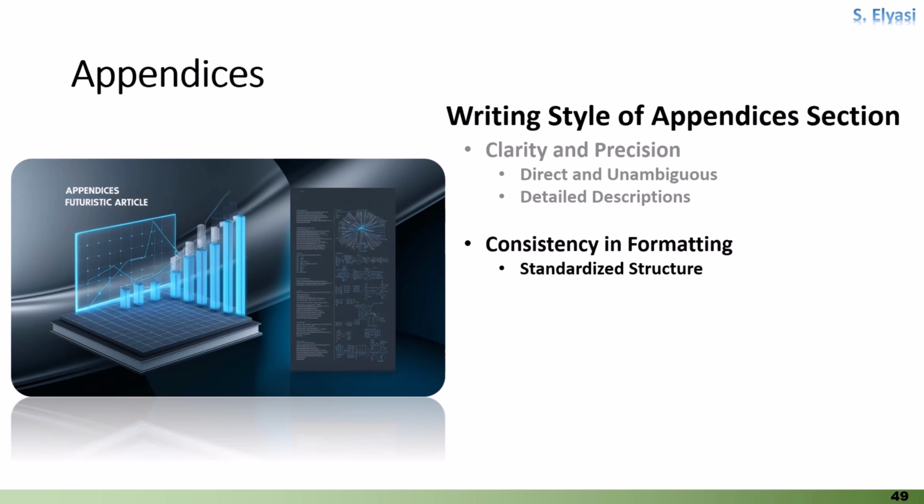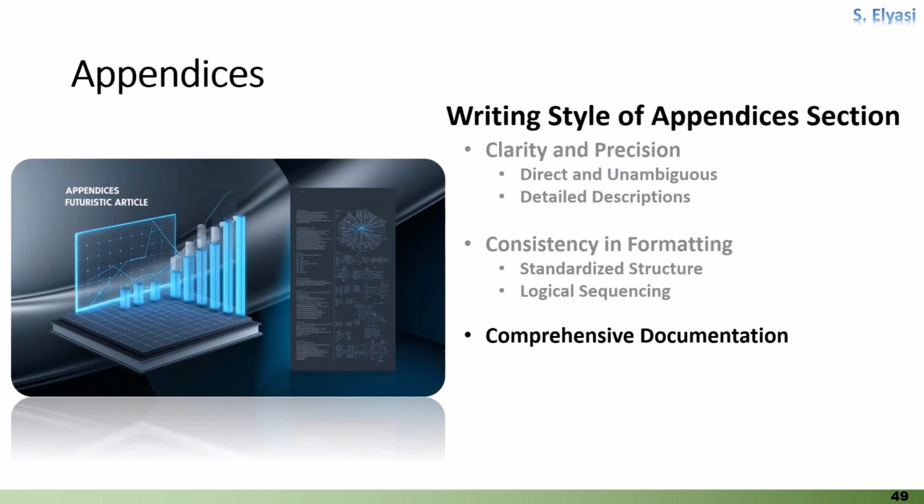Consistency in formatting. Standardized structure. Appendices should follow a consistent structure and format, mirroring the style of the main text. This includes the use of similar headings, font styles, and citation formats, which help maintain a seamless document flow. Logical sequencing. Appendices should be organized logically, often numerically or alphabetically, to correspond with their references in the main text. This organization helps readers easily locate the information referenced.